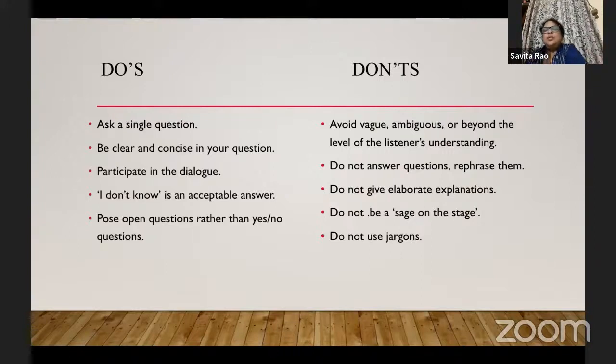On the other hand, the do's are where you need to be clear and concise, and the don't would be to avoid vague or ambiguous questions. You need to look at your audience, the other person. You need to understand their level of awareness, knowledge, and language ability, and then accordingly put your questions to them. Otherwise, if you are speaking at a certain level and the other person is at some other level, there would be a mismatch, and the purpose is defeated. They wouldn't understand what you're saying, and they wouldn't be in a position to reply to you.